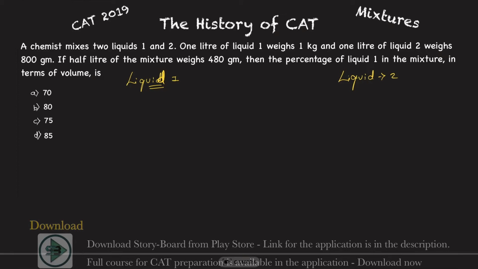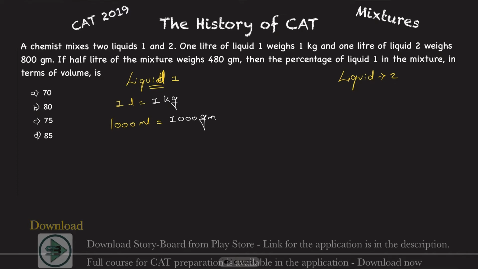What is being said now? Let's compare volume. So 1 liter of liquid 1 is equal to 1 kg. Let's just write it here, equal to 1 kg of mixture. How will I write 1 liter in terms of milliliter? So 1000 milliliter is equal to what? 1 kg, or I can say 1000 gram. So 1000 milliliter is equal to 1000 gram.